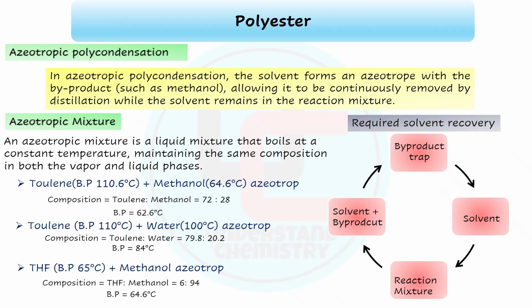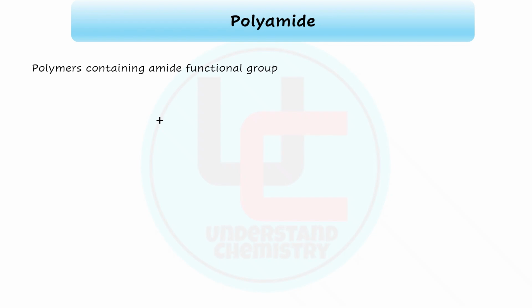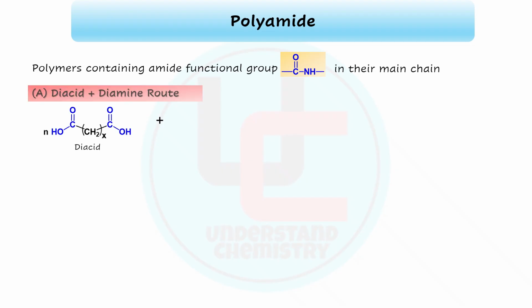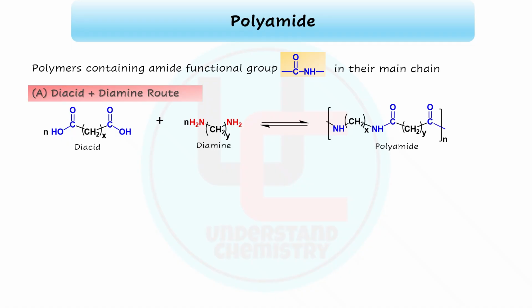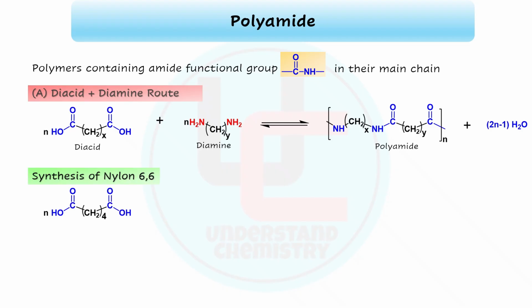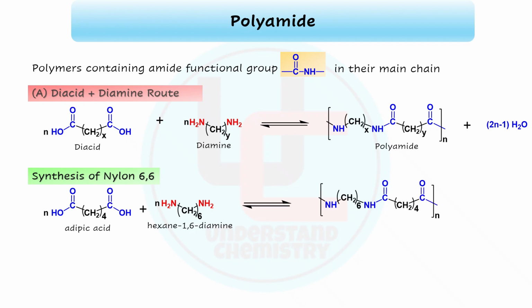Now let us talk about polyamides. Polyamides are polymers characterized by amide linkages. They are generally produced by the condensation reaction between diacids and diamines. Synthesis of nylon 6,6 is a well-known example of a polyamide produced by polycondensation reaction. In this reaction, hexamethylene diamine and adipic acid are combined together through amide bonds while releasing water as a byproduct. Because water is not easily removed, this route can be somewhat challenging.